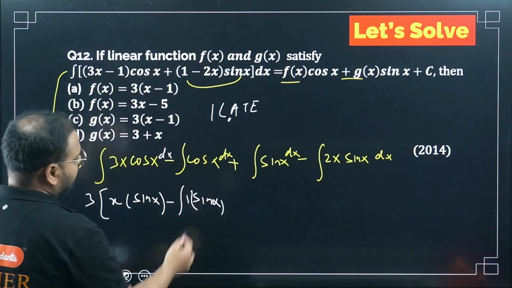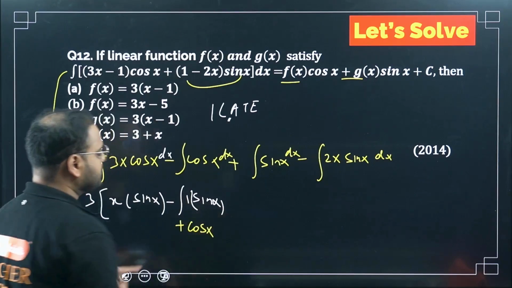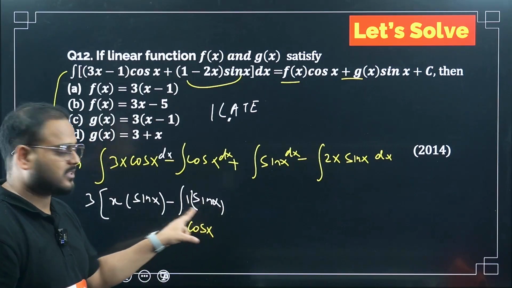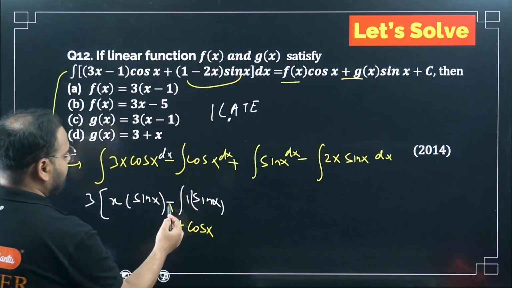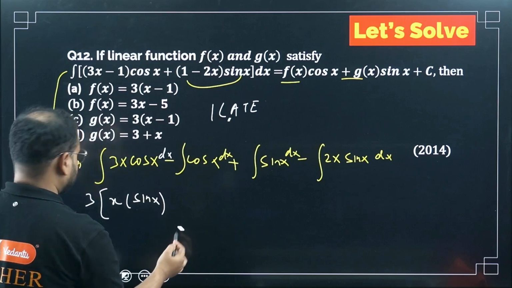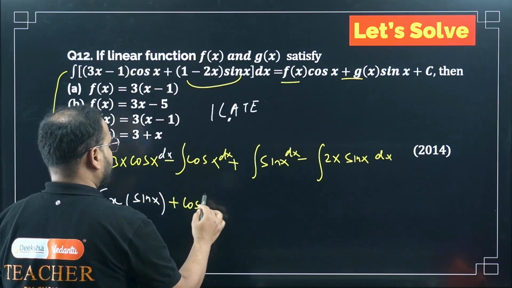So I'm integrating over here only. So it will become what? Plus cos x. How come, sir? Integration of sin x is minus cos x. So minus and minus will become plus. So I'm going to erase this thing and write this as simply plus cos x. I'm doing one lesser step. Okay, this part is covered.